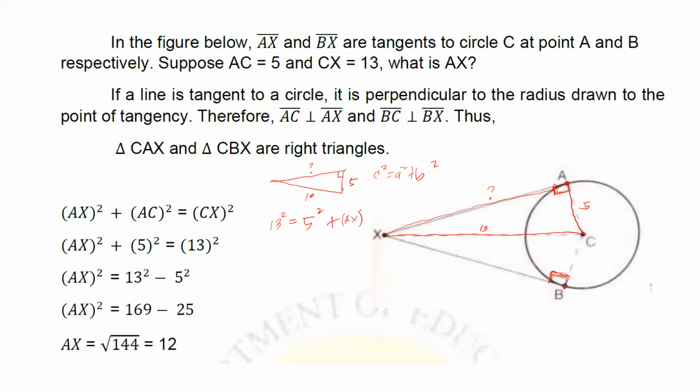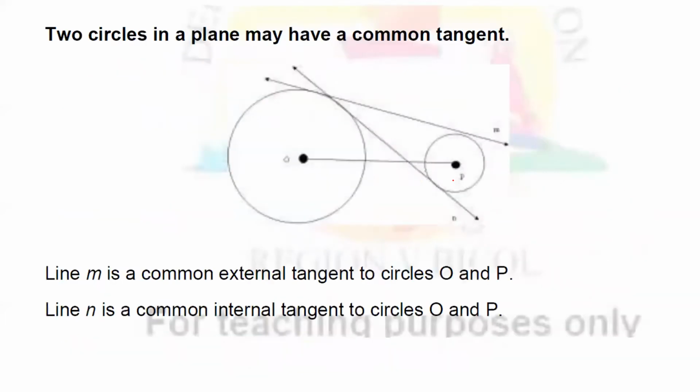So 13 squared equals 5 squared plus AX squared. By the subtraction property, we subtract 5 squared from both sides. So 13 squared is 169 minus 5 squared, which is 25. The answer is 144. AX is squared, so you get the square root of 144, which is equal to 12. So the measure of AX is 12 units. That is for the tangent line.